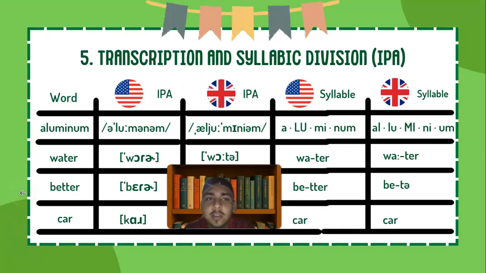Final comparison table. The first word. In American English, aluminum. In British English, aluminium. In American English syllables, aluminum. In British English, aluminium.